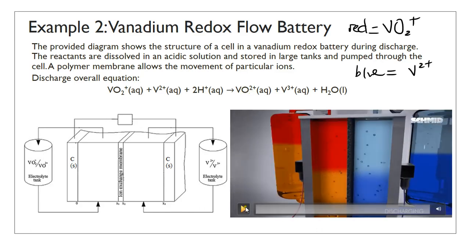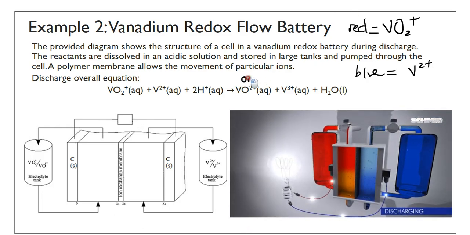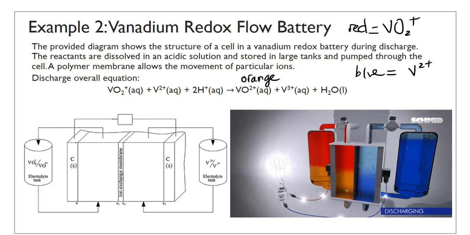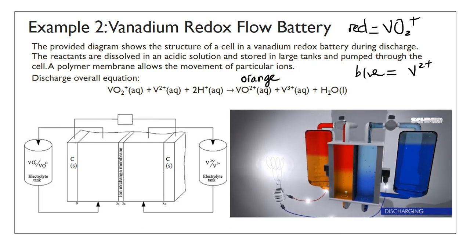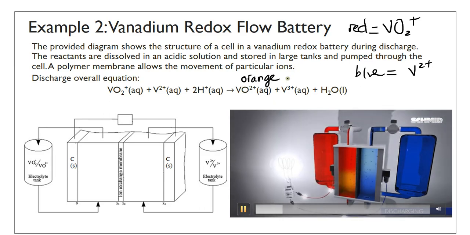Let's try again. So the yellow, orange, the orange must be this. So you can see how the red solution is being replaced with the orange, yellow solution on this side, and this one is getting pale. I don't actually know what the color of V3 plus is, but I'm just gonna say it's pale blue, sky blue.